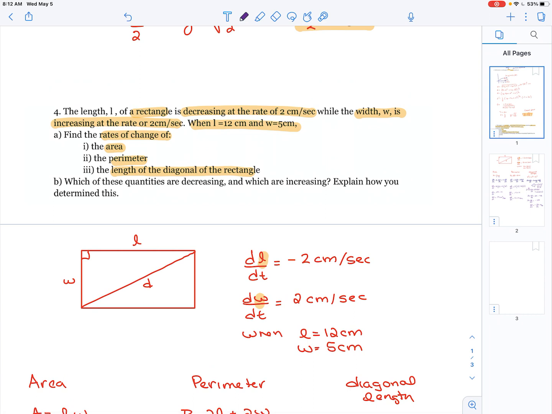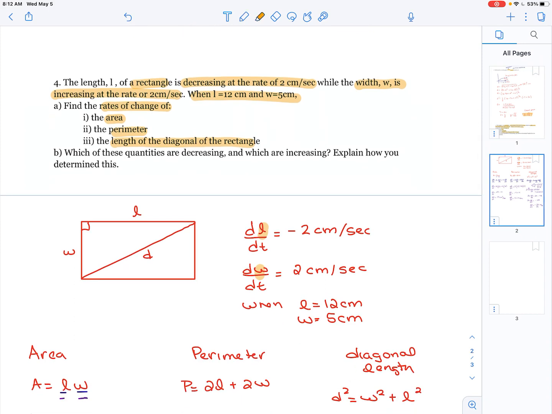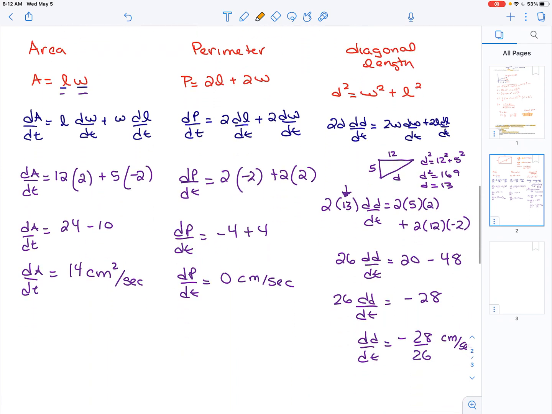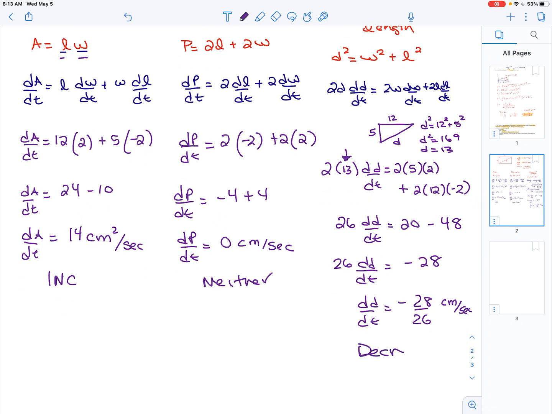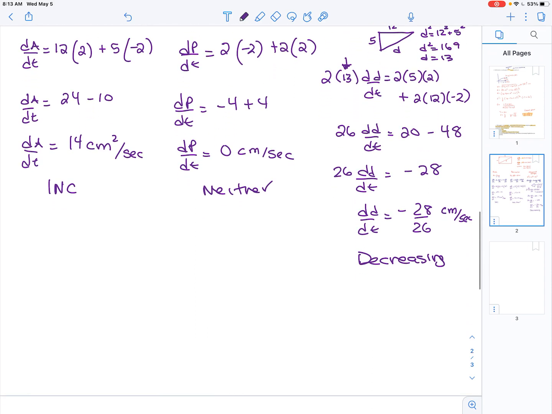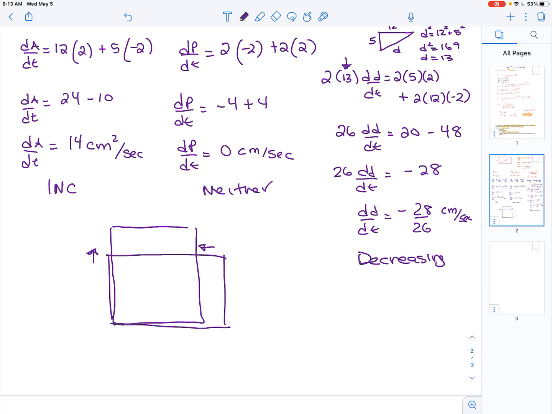Okay, and then the next question said, which of these quantities are decreasing and which are increasing, and explain how you determine this. So if in the question I make sure to make negative decreasing and positive increasing, then my negatives and positives will continue to mean that. So this is increasing, nothing's happening here, so neither. And this is decreasing. So basically, what we said that we're doing is we're making the length smaller and the width bigger. So for example, our next rectangle could have looked like this. So we went from here to here. I mean, that's exaggerated, but that's what we're trying to do.